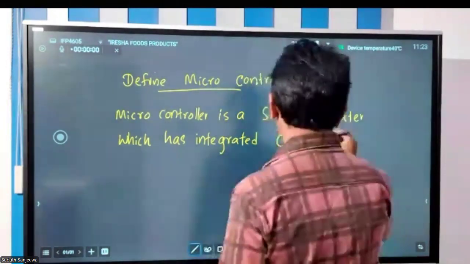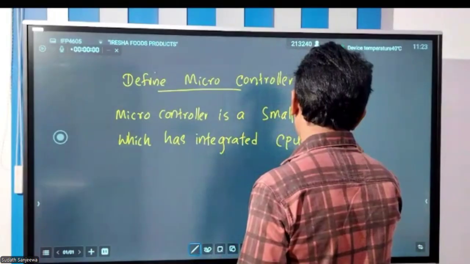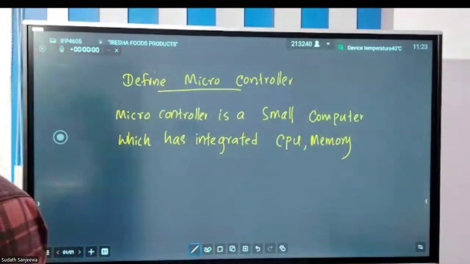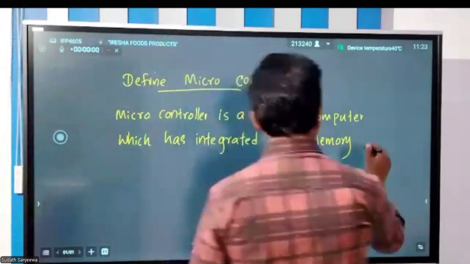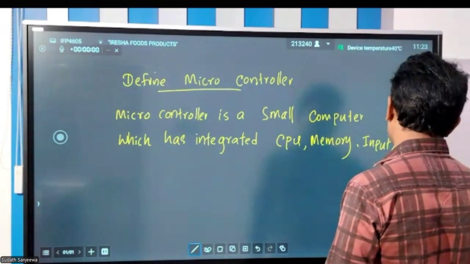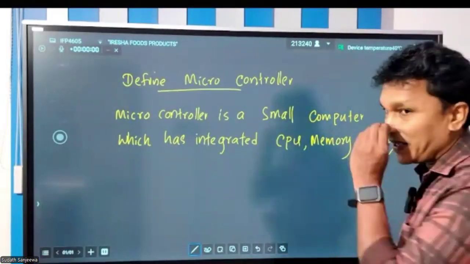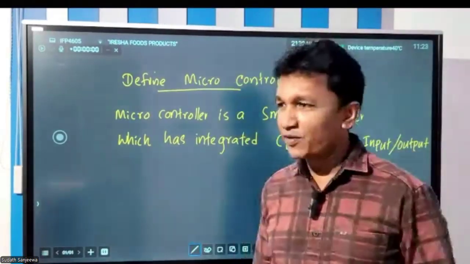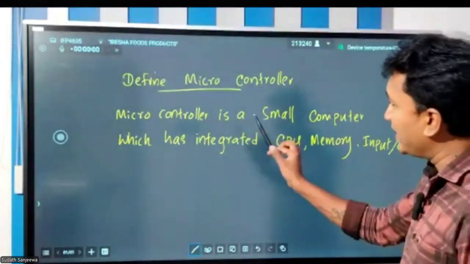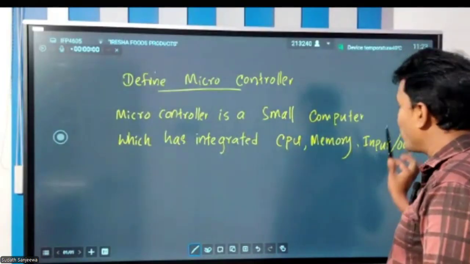What else? There's a memory. What else does it have? There's a CPU, there is a memory, and there is input output. Sometimes this line gets a little disrupted; there's a small internet drop, that's why. A microcontroller is a small computer which has integrated CPU, memory, and input output.